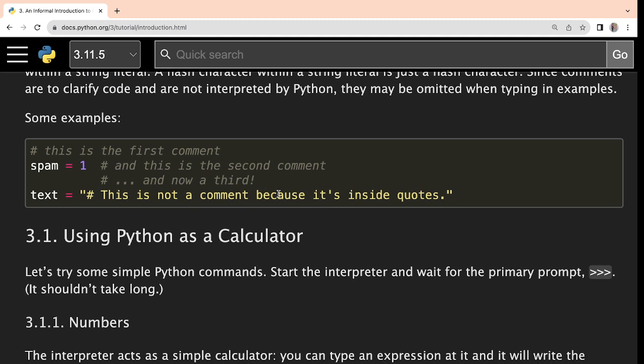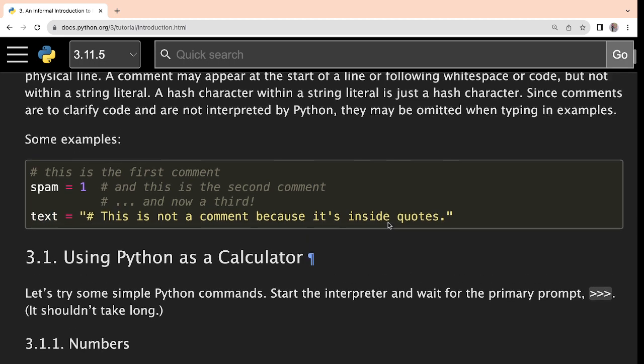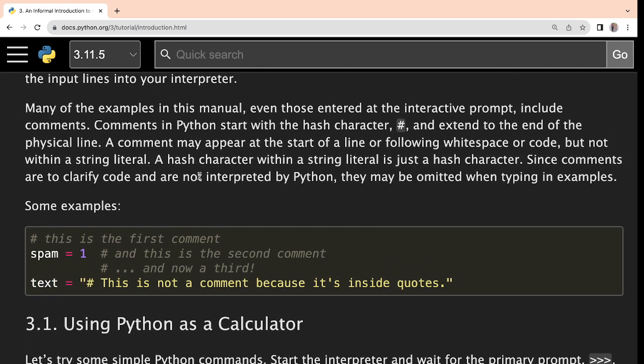You see, this is a string, and inside that, if you want to give some comment, that is not possible. This entire thing will be considered as a proper string only, and if you print this text, then this entire line along with the hash, this is not a comment, everything will be printed. So in this case, a hash character within a string literal is just a hash character. It is not a comment.